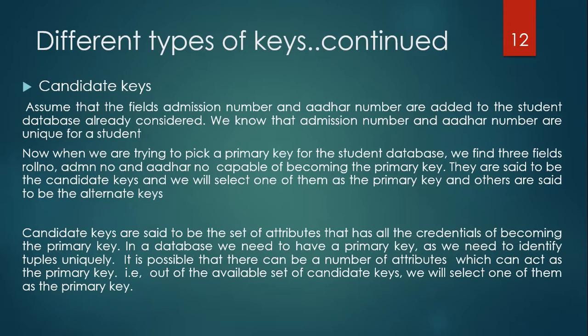Candidate keys are said to be the set of attributes that has all the credentials, all the qualities of becoming the primary key. In a database, we need to have a primary key because as we need to identify tuples uniquely. It is possible that there can be a number of attributes which can act as the primary key. Out of the available set of candidate keys, we will select one of them as the primary key.